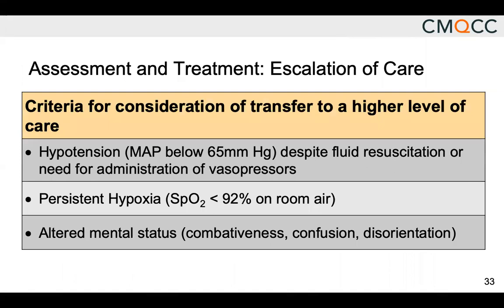Assessing and treating the septic patient, it's important to know when we need to give more care. These patients present with signs of sepsis anywhere in the hospital, and they have the ability to rapidly deteriorate. So escalating the care by getting the charge nurse and the MD to the bedside is for these following conditions: hypotension with your MAP less than 65 despite that fluid bolus, persistent hypoxia, and altered mental status. Next slide.